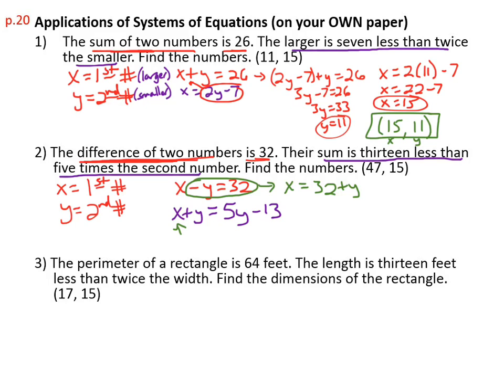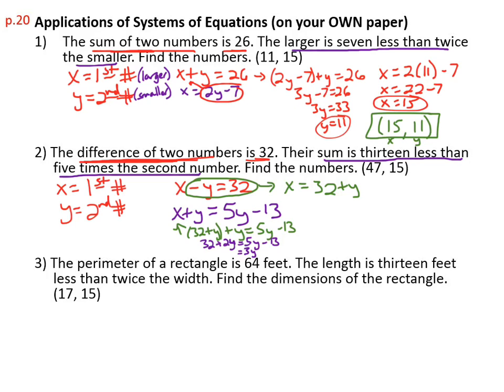And then I'm going to substitute that in here to the second equation. So I'm going to have my x is 32 plus y, and then plus y equals 5y minus 13. So now I can combine like terms and see that I have 32 plus 2y is equal to 5y minus 13. I can get my variables to one side, subtracting the 2y.